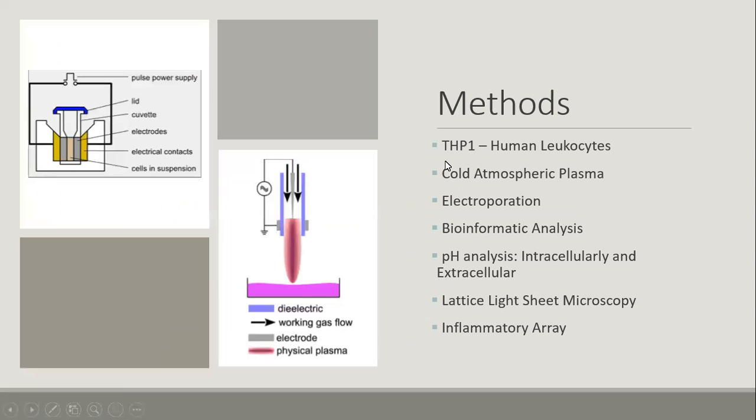The methods that we used: a cell line of THP1, which are human leukocytes, cold atmospheric plasma, electroporation, and bioinformatic analysis using GROMACS and AutoDock Vina to establish the binding free energy to understand if the cytokines were going to be upregulated or downregulated. We also analyzed the pH, intracellular and extracellularly, and also used lattice light sheet microscopy and an inflammatory array to establish the concentration of the reactive oxidative species and its effect on the presence of the proteins.